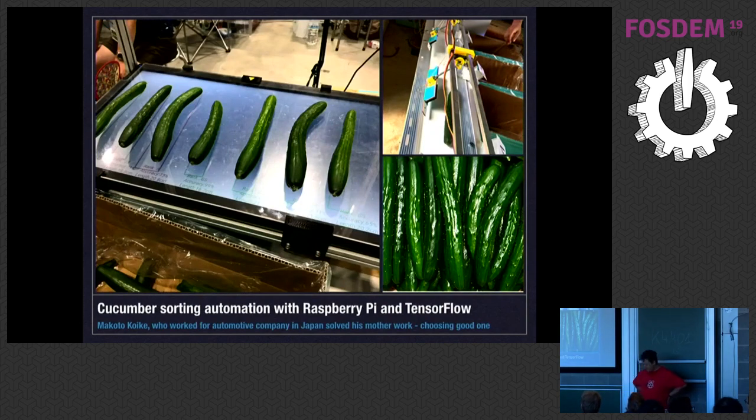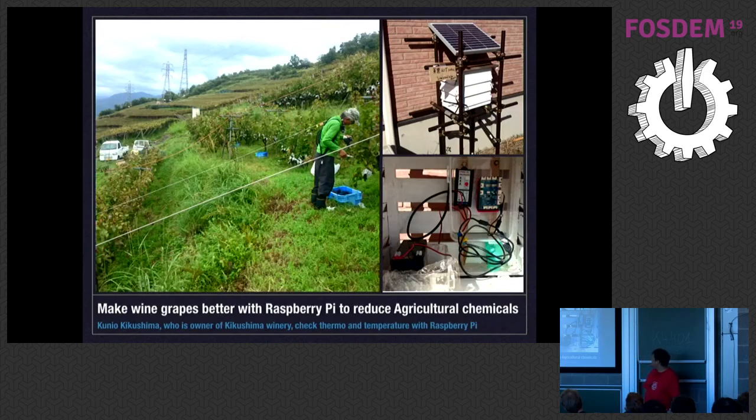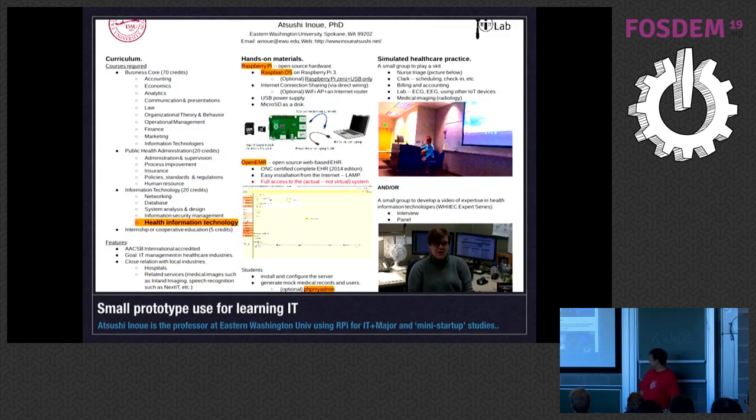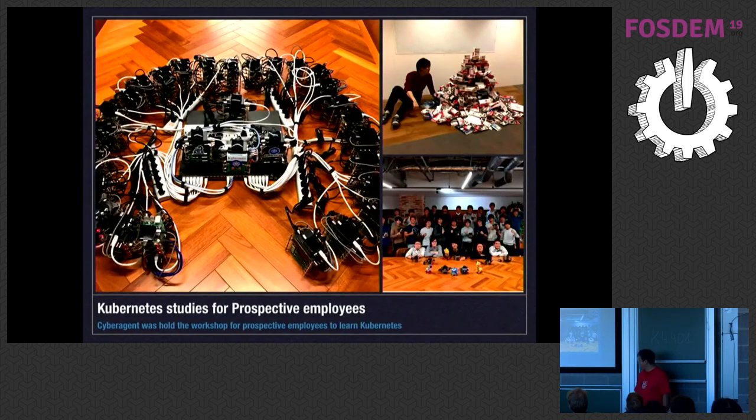Configuring cucumbers with TensorFlow, choosing the type and good type of the cucumbers they selected. And now a winery is using the Raspberry Pi to keep the temperature so you do not use agricultural chemicals, and students prototype using it for running IT. Another is Kubernetes, and one person has Kubernetes using it for his trial employees.